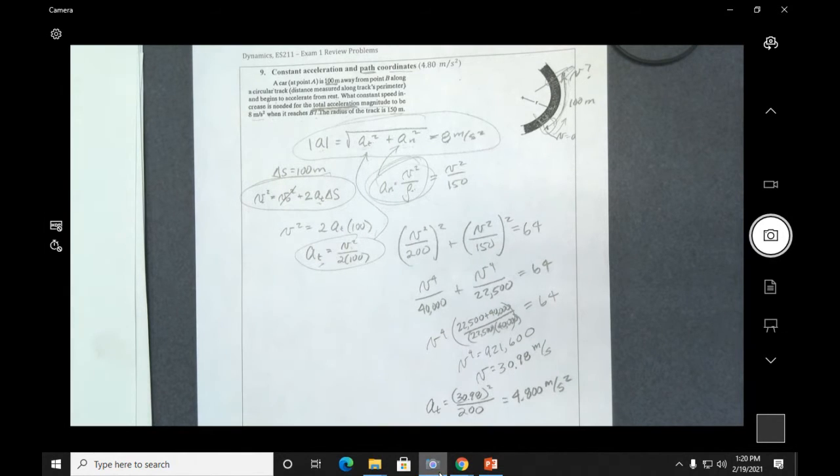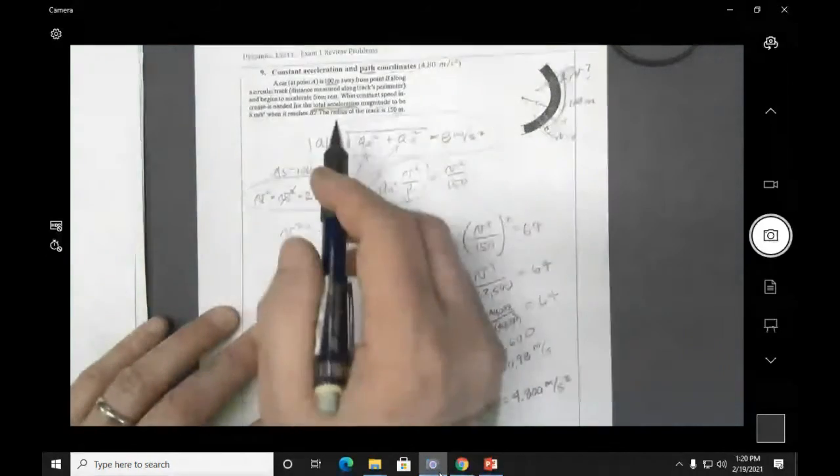Are there any questions on this one? I'm looking down at you. I just have a quick question. So it looks like we solved for the tangential acceleration, but how come we solved for tangential rather than the normal acceleration?